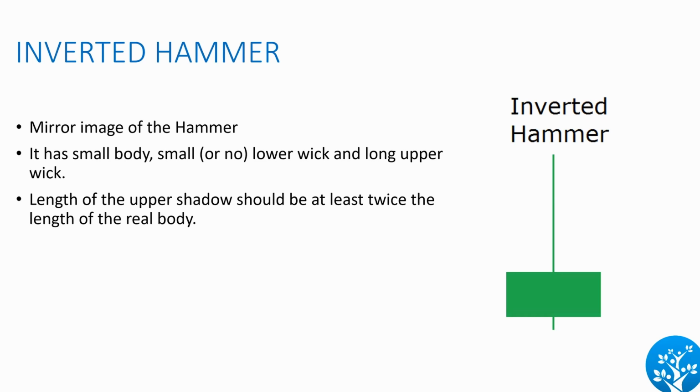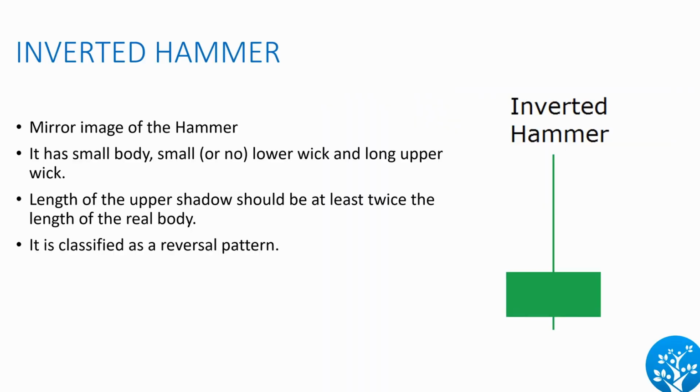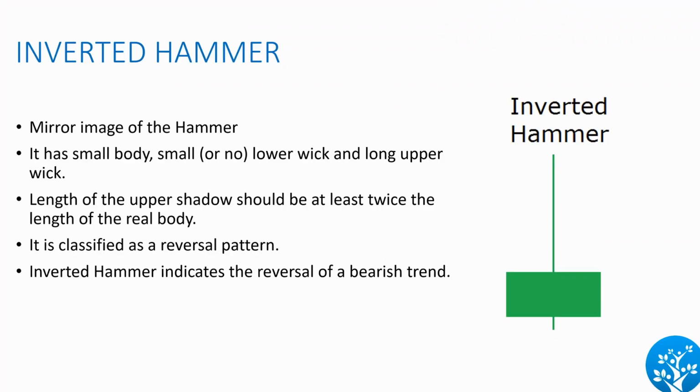In a hammer, we had a long lower wick. When we reverse it, we get an inverted hammer. Again, the same concept applies. The length of the upper wick has to be at least twice the size of the body. The inverted hammer again is classified as a reversal pattern, but let me show you why it is not a very strong reversal pattern. What it indicates is the reversal of a bearish trend.